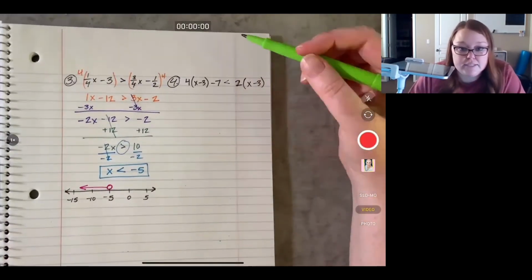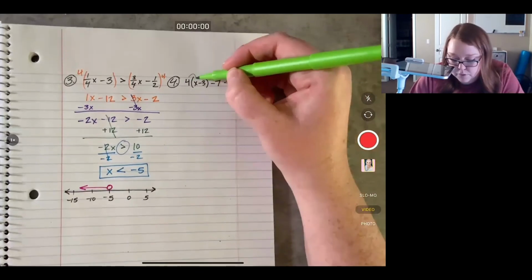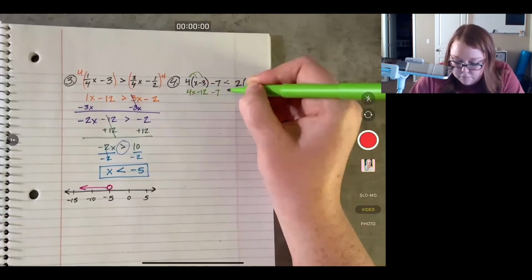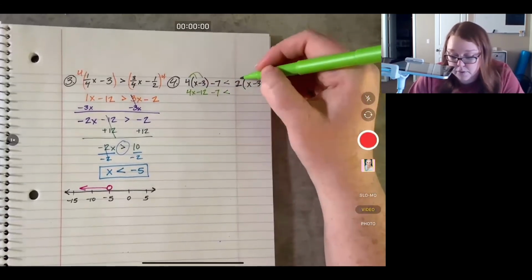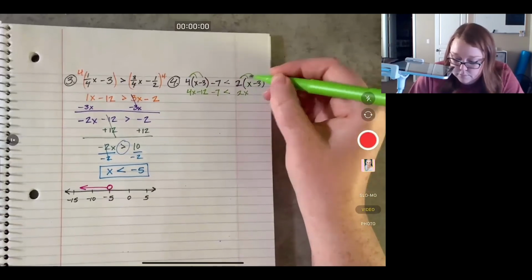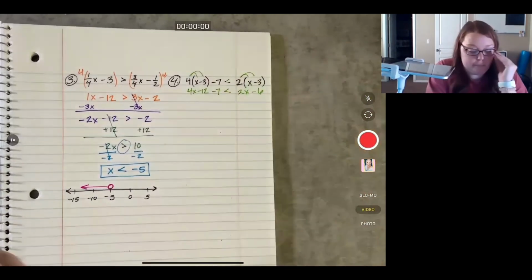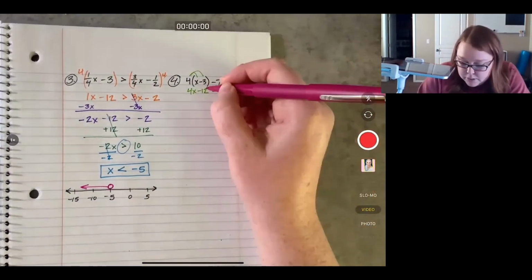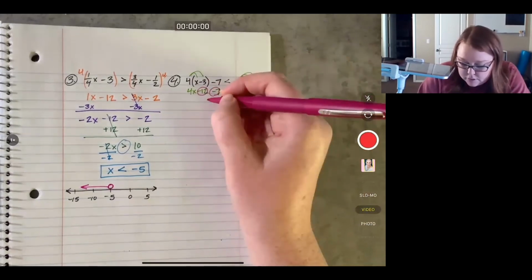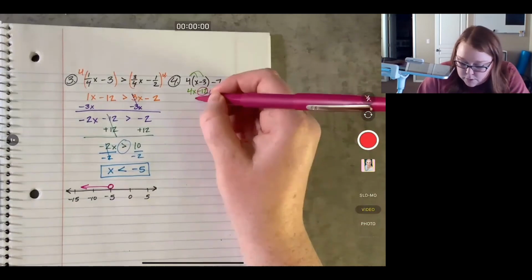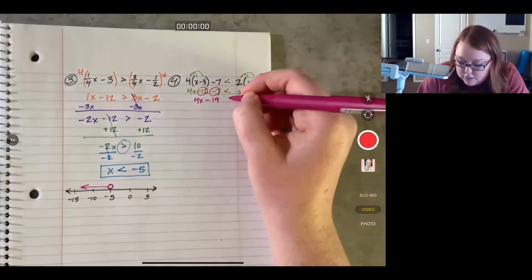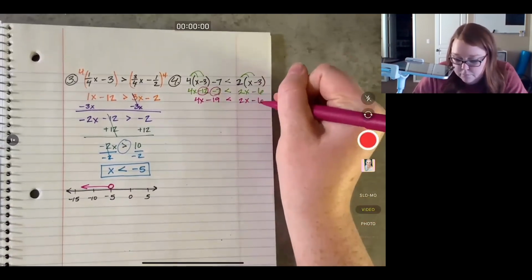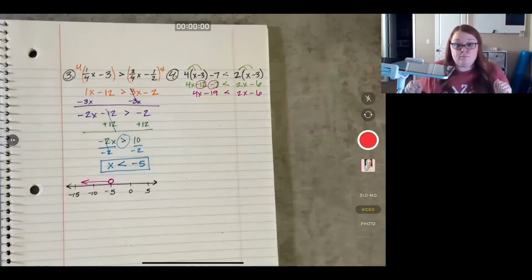Okay, simplify, simplify, simplify. On the left, I'm going to distribute. You get 4x minus 12, drop down the negative 7. On the right side, I can also distribute. 2x minus 6. Okay. Left side, I can still simplify down a bit. There are some like terms I can put together. Negative 12 and negative 7 makes negative 19. So I would have 4x minus 19 is less than, and then the right side is already simplified, so I just drop it down. Okay, so I simplified both sides.